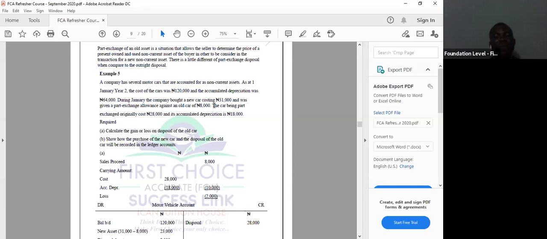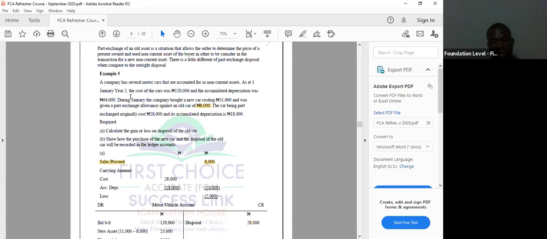So the first thing is for us to identify the sales proceeds to calculate our A. If you look at this part, we were given a part exchange allowance against an old car of 8,000. So the value of the old car in the purchase of the new car was 8,000, which means the sales proceeds is 8,000. After we have calculated our sales proceeds, they didn't give us any cost on disposal.